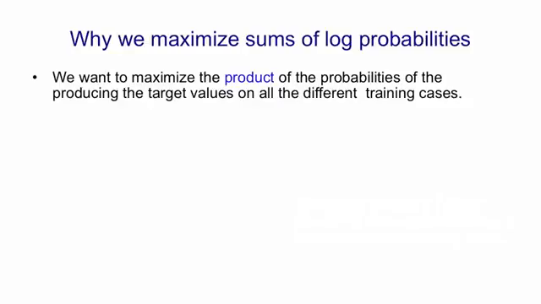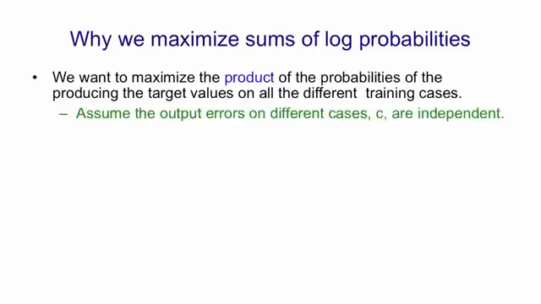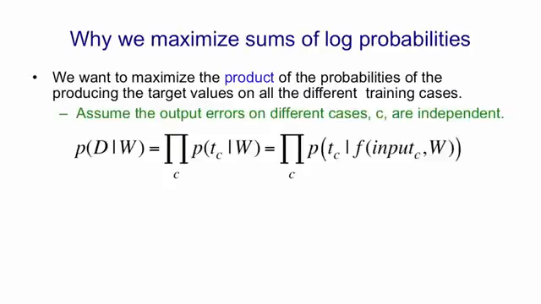What we really want to do is maximize the probability of the data, which is maximizing the product of the probabilities of producing all the target values that we observed on all the different training cases. If we assume that the output errors on different cases are independent, we can write that down as the product over all the training cases of the probability of producing the target value, t_c, given the weights. That is, the product of the probability of producing t_c given the output that we're going to get from our network if we give it input c and it has weights w.